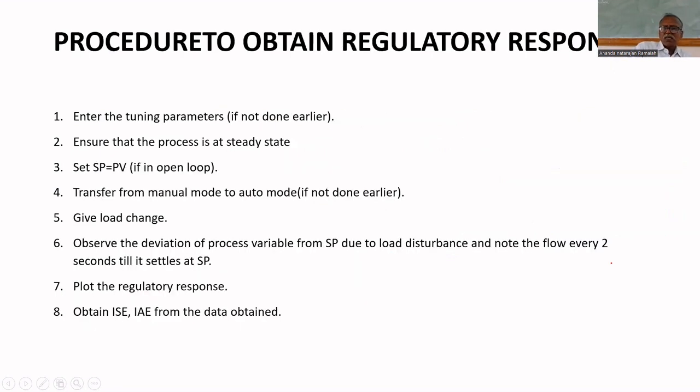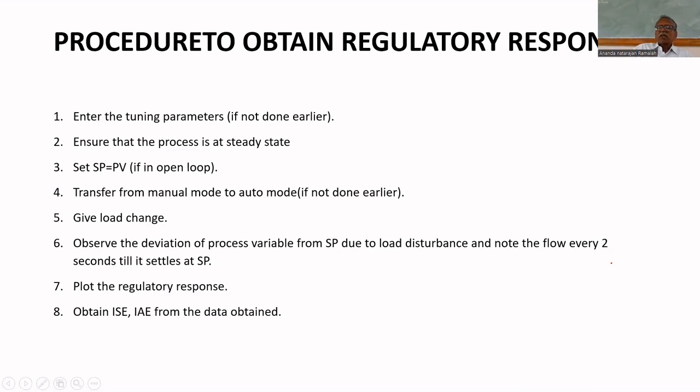Suppose two controllers are there. If you want to find the performance of two controllers, one controller uses different tuning parameters and the other uses different tuning parameters. Both are PI controllers. For one controller, you are putting a lower proportional value; for the other controller, a higher proportional value. TI is the same, let us assume.